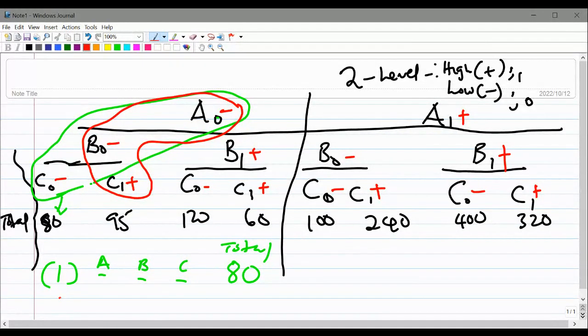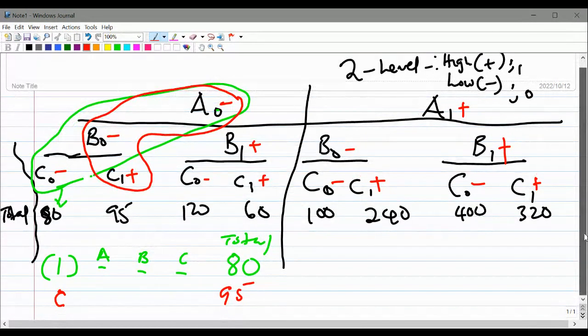I want to write a symbol here. C. We're getting C, the total of C is 95. So let's go. We remember we need how many? 8. Only if we're done, we must have 8.